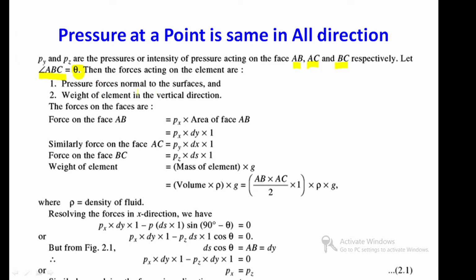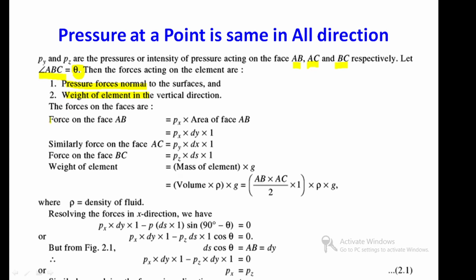The first one is the pressure force normal to the surface. The second one is the weight of the element in the vertical direction. These two forces are acting: one is the pressure force, another one is the weight.